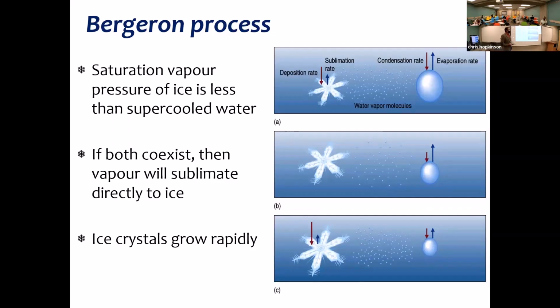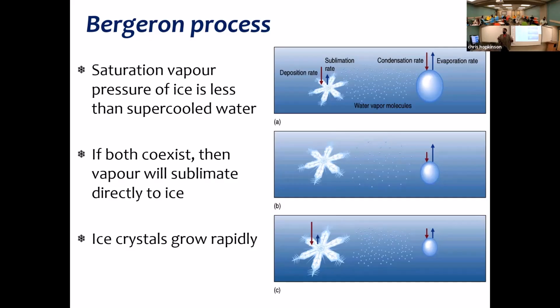We're doing okay on time. So I've got one slide on the Bergeron process. I thought I'd put this here because it's kind of relevant, but we'll talk about snow next week. We're not going to talk about snow today, other than how snow is formed in a cloud, and that is the Bergeron process.